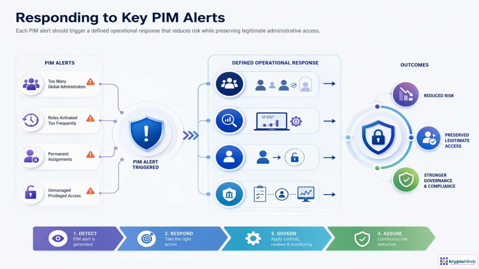When a PIM alert fires, follow a consistent playbook instead of treating it as a one-off cleanup task. First, triage the alert and confirm the business need. Then check activation history, audit logs, and ownership. If there are too many global administrators, reduce membership and move people to narrower roles. If roles activate too often, look for process gaps, automation needs, or misuse. Convert permanent access to eligible access where possible. Bring unmanaged privilege under PIM with reviews and monitoring. Finally, document the outcome and tune controls.